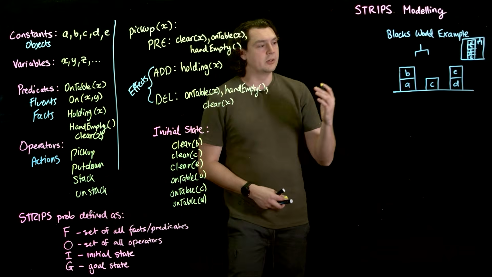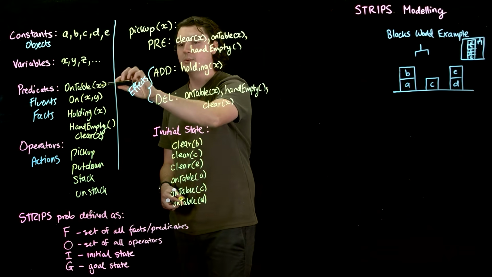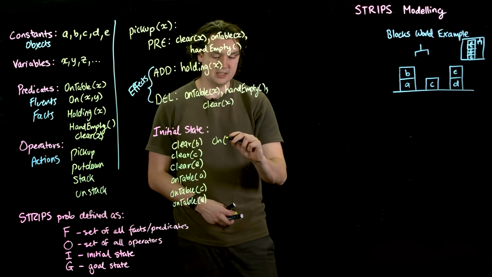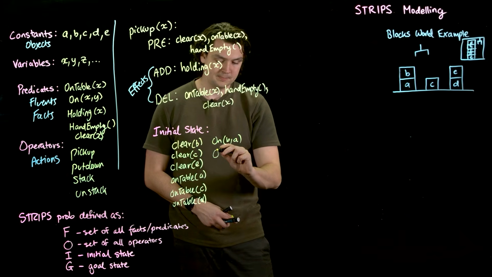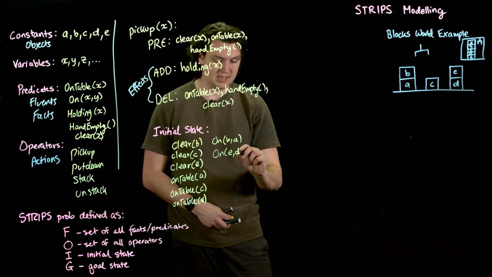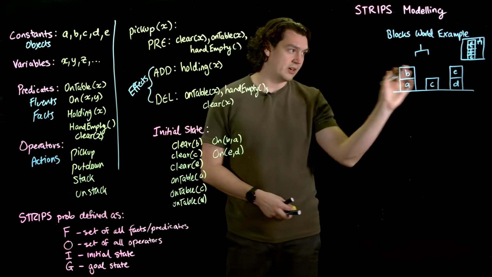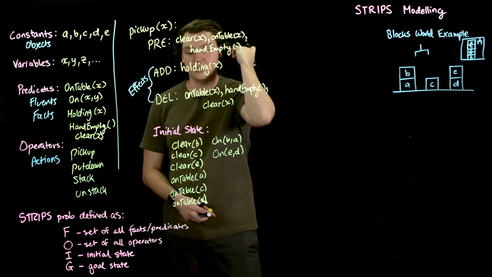Okay, so we've done clear, we've done on table. Let's do some on information. So B is on A, and E is on D. Of course, we look for some other things. Holding, is the crane holding anything? No, at the beginning it's obviously not.